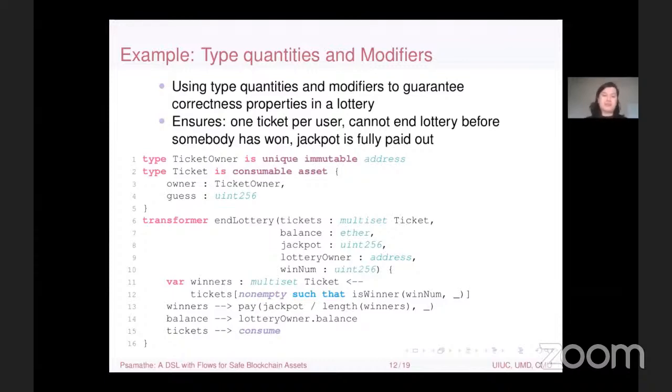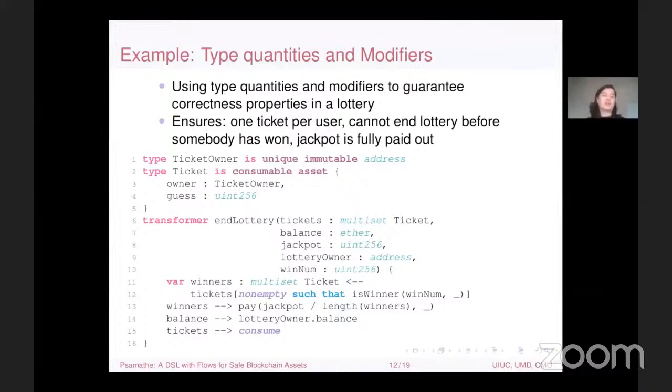To do this, we create two new types: ticket owner, which is a unique immutable address, meaning that there will only be one ticket owner per address at most. And the ticket type, which is a consumable asset, because we don't want to lose tickets accidentally, but at the end of the lottery, we'll want to destroy all the tickets because perhaps we want to reset for a new lottery. So tickets have an owner, which is a ticket owner, which again ensures that these tickets will be only one per user. And they have a guess, which is whatever number they guess in the lottery. If they guess right, they win. And if they didn't guess right, then they lose.